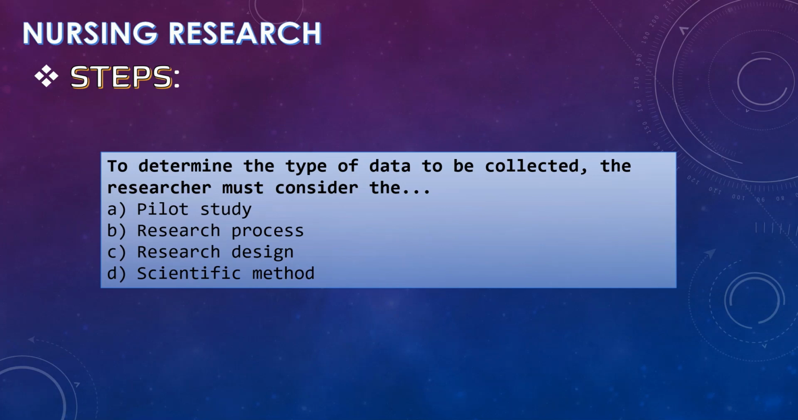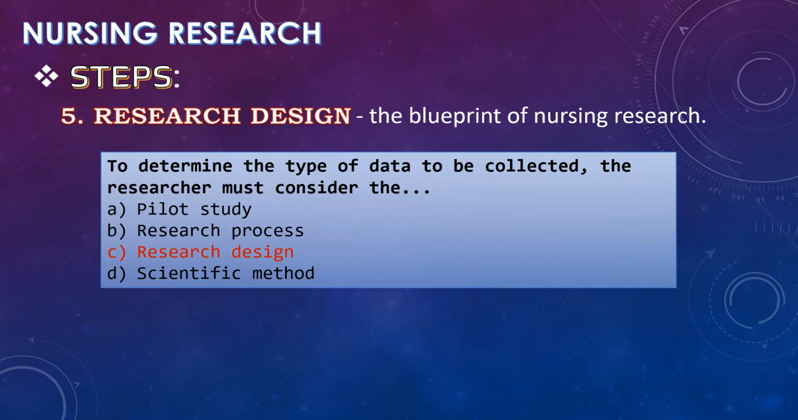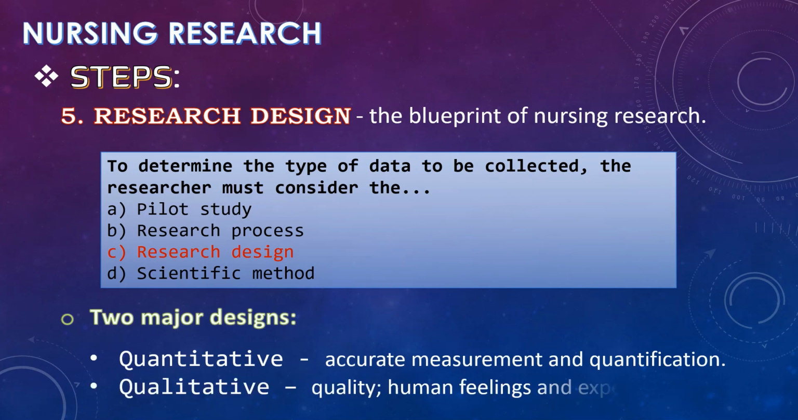Here is another question for you. To determine the type of data to be collected, the researcher must consider the... The correct answer is the research design. Research design is the blueprint of nursing research. We have two major designs: quantitative and qualitative research designs. Quantitative research involves accurate measurement and quantification, while qualitative research is associated with quality. It is more on human feelings and experience.